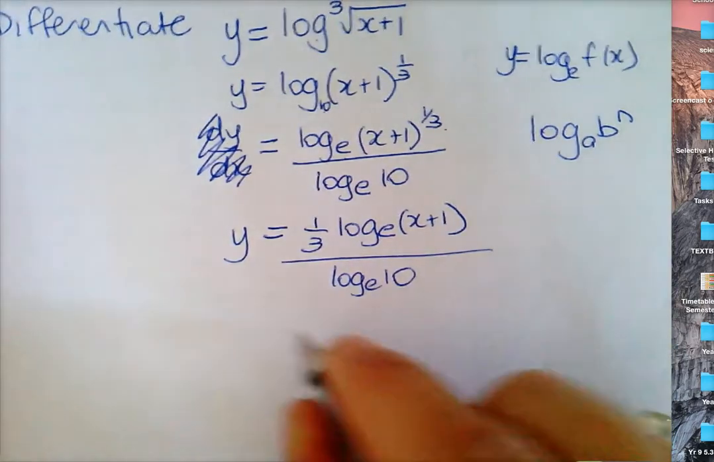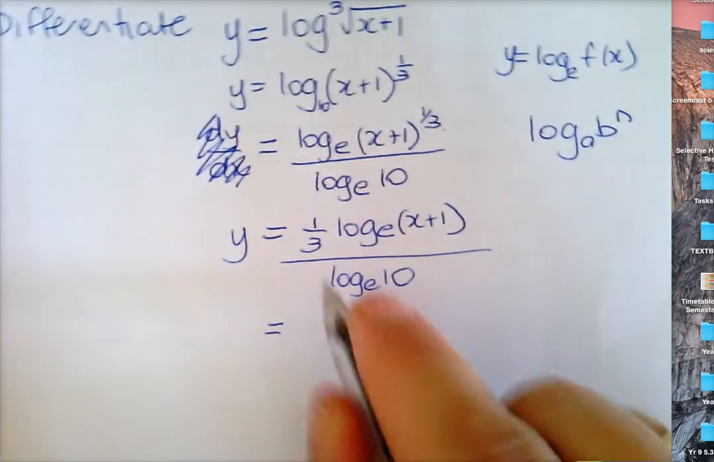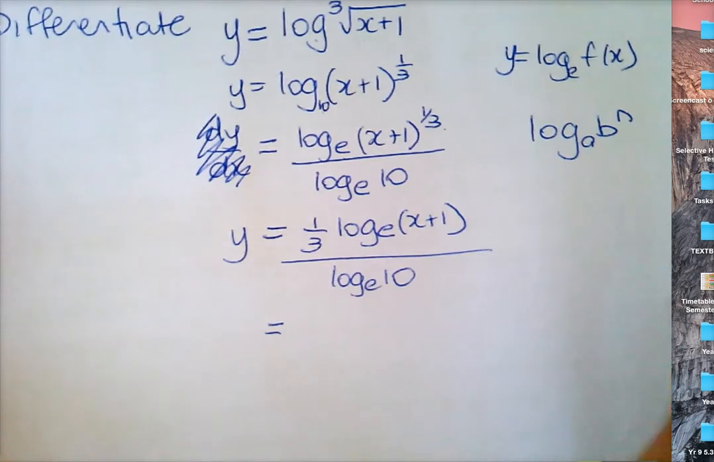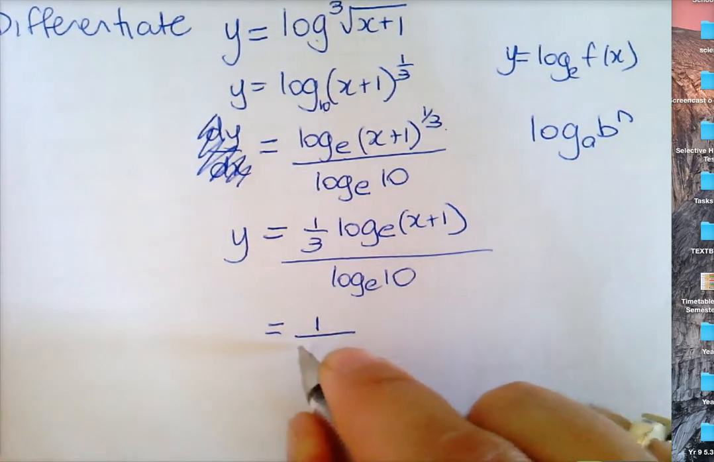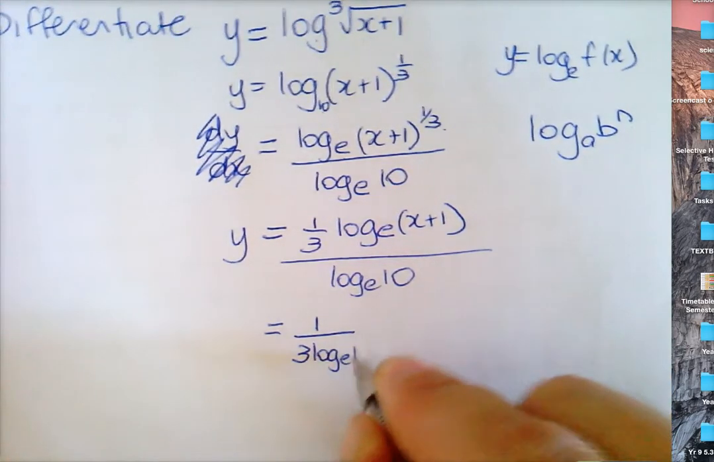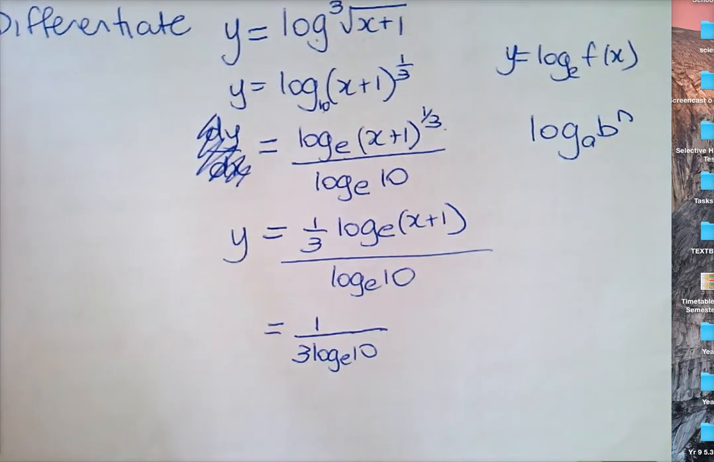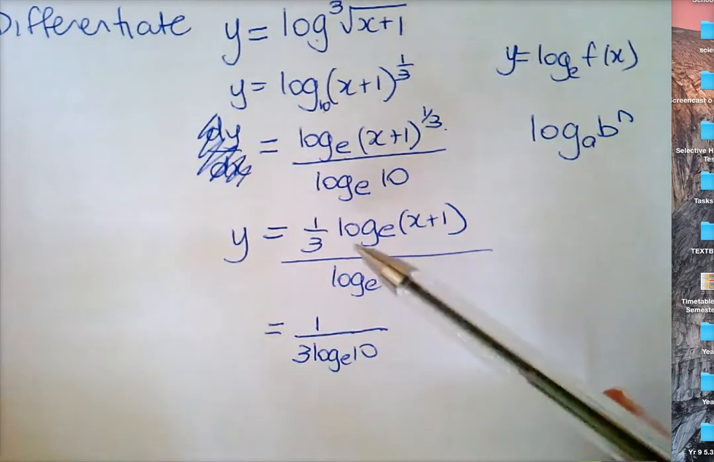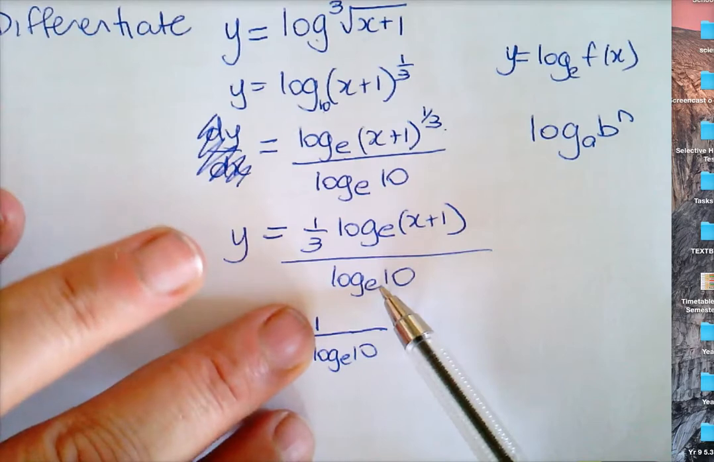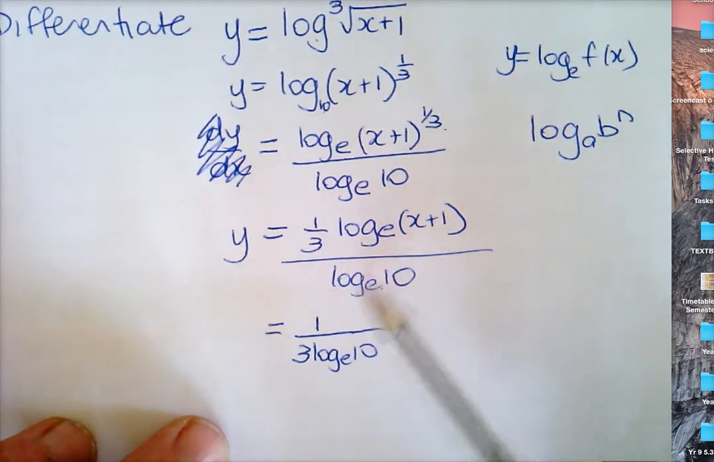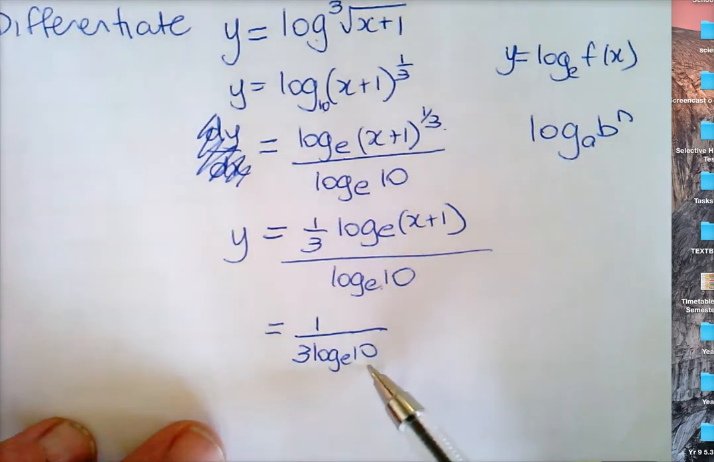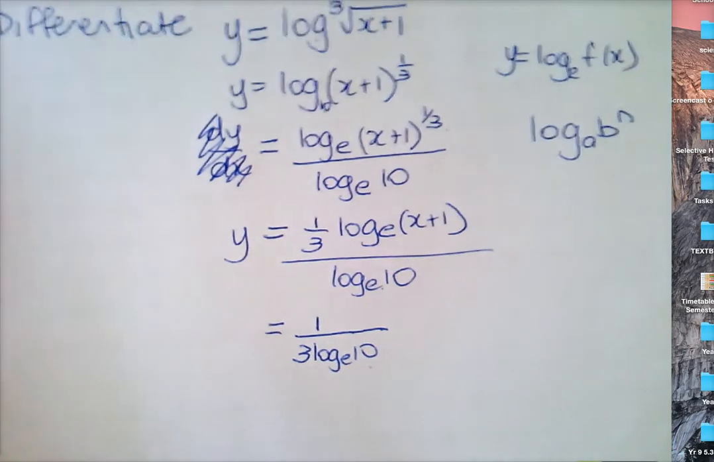The 3 is at the bottom, next to the log to the base e of 10. So my constant is 1 over 3 log to the base e of 10. Do you get that? That's the constant. When you do a third divided by that, it'll be a third times 1 over that, and the 3 will go next to the log to the base e of 10.